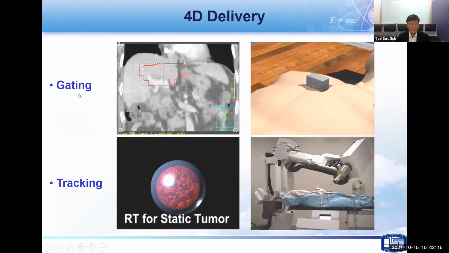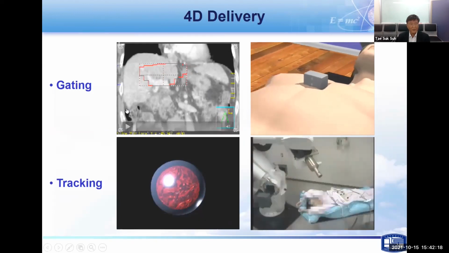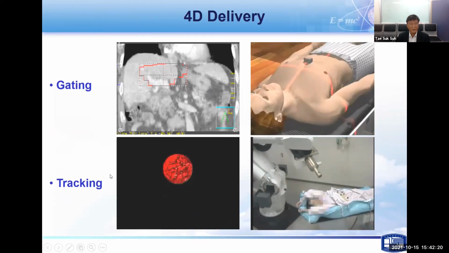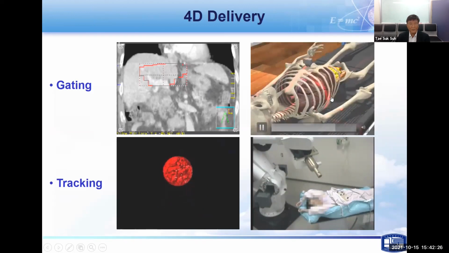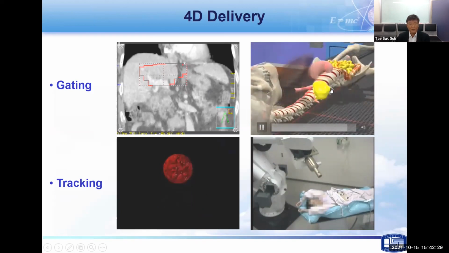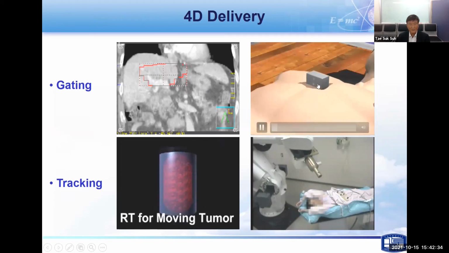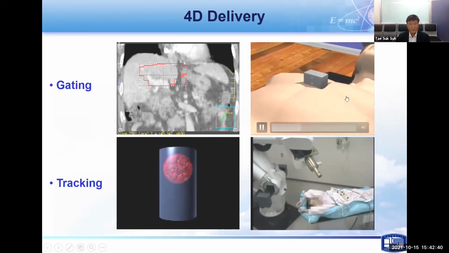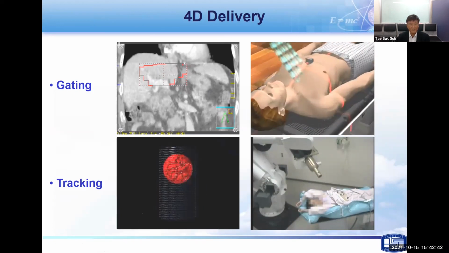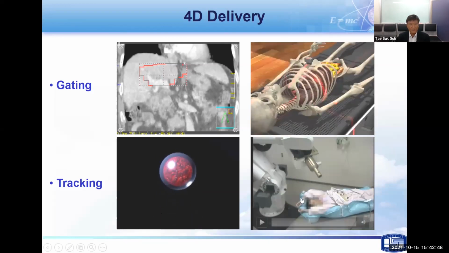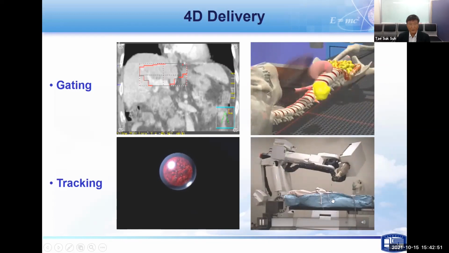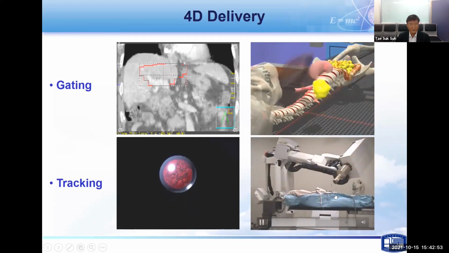Actually 4D delivery is based on gating, which I mentioned already, or tracking. In gating, we deliver radiation when the beam is matched with the gating range here. So the beam is delivered when the beam is matched with the respiratory signal. But in tracking, we deliver the radiation continuously while moving together as the target moves.